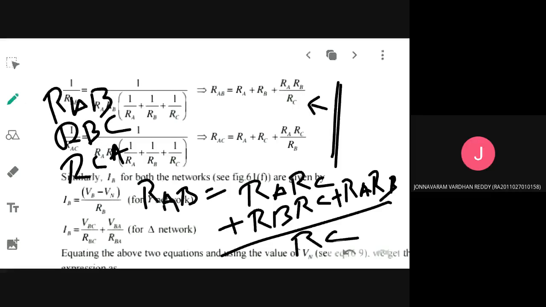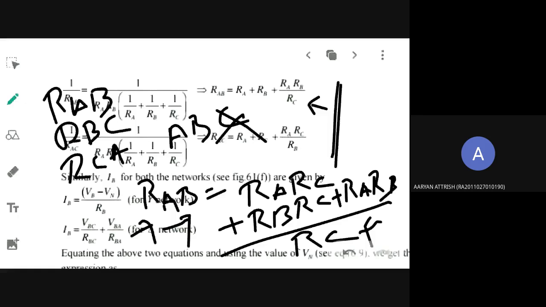In the numerator, what do you have? You have the product of two terms of resistance: RARB, RBRC, RCRA. That is standard. Only the denominator term will differ. So in the denominator, what is the term that is missing? AB is there, but what is the missed out term? RC. A, B, C. So the C term is missing, so you have to include that in the denominator.